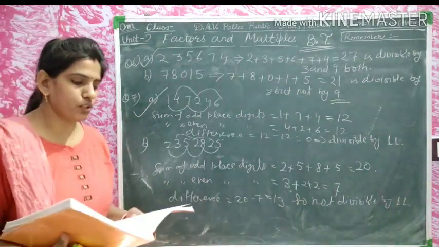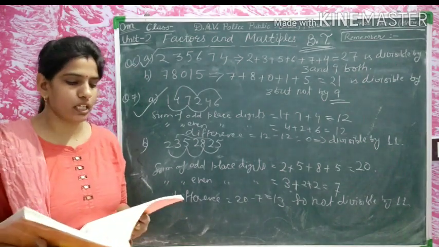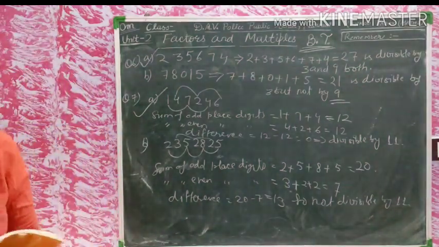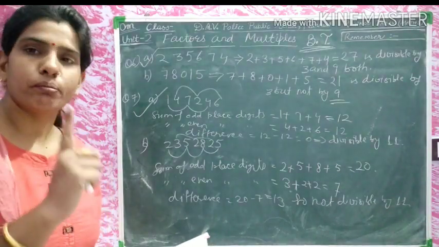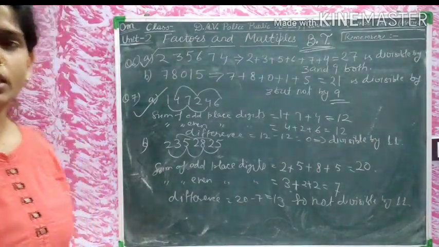Now we are going to question 8. What least number should be subtracted from the numbers to make them divisible by 3? What number should be subtracted from this number so that it is divisible by 3? So let's see.